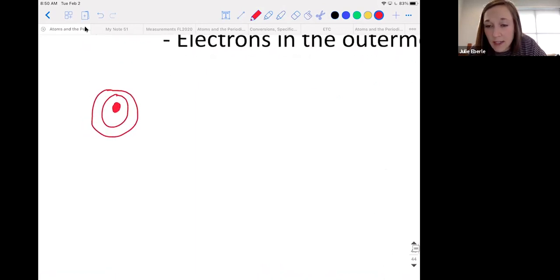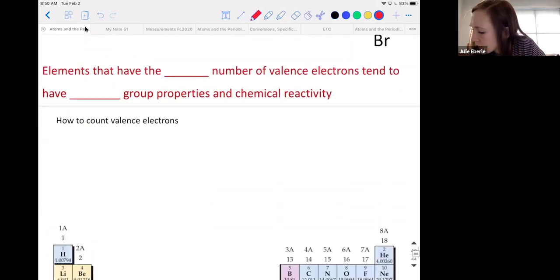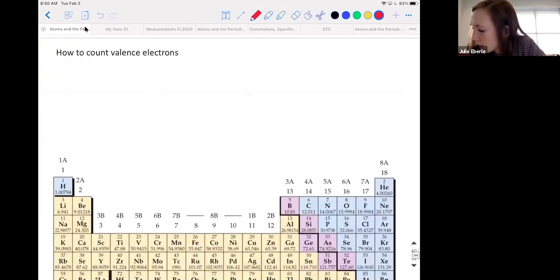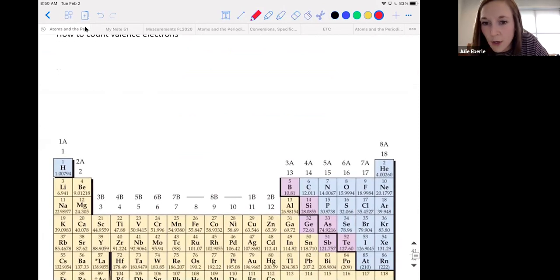Now, I'm going to teach you how to count valence electrons. And in fact, I can't remember if we do that on this next slide down here. Really quick, let's come down here and count valence electrons. Then we're going to go back to our drawing of fluorine. So you count valence electrons. It's very easy. If you know how to count main groups, you know how to count valence electrons.